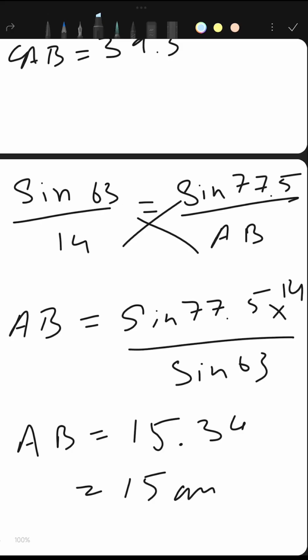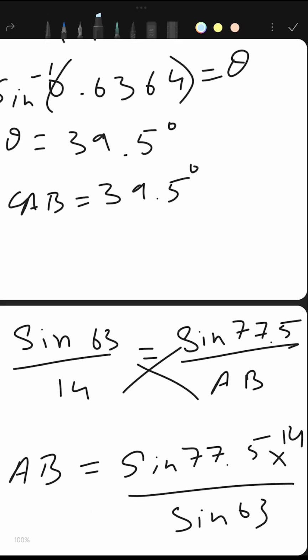So there you go, that is your answer for AB and for CAB. Super easy way to use the sine rule in your maths calculator paper.